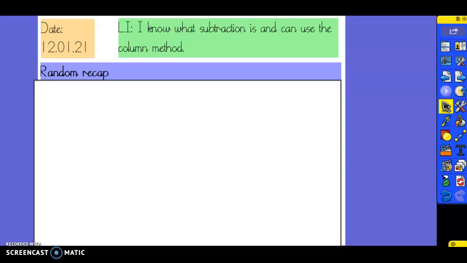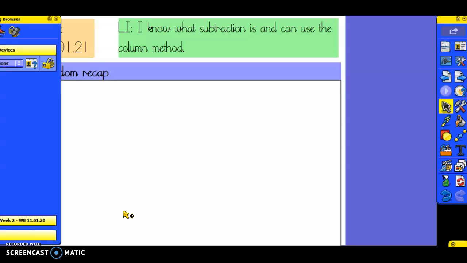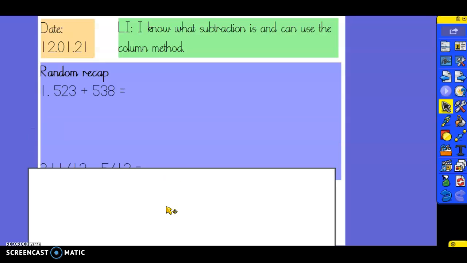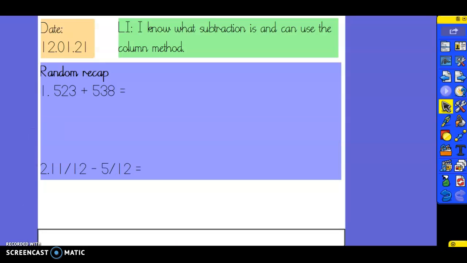So to start off with, we've got our random recap for today. Your first two questions we're going to look at are 523 add 538, and our second question is 11 twelfths subtract 5 twelfths. Okay, so what I'd like you to do now is pause your video so you can have a go at doing these questions yourself, and then you can continue with the video afterwards and we'll go through the answers together.